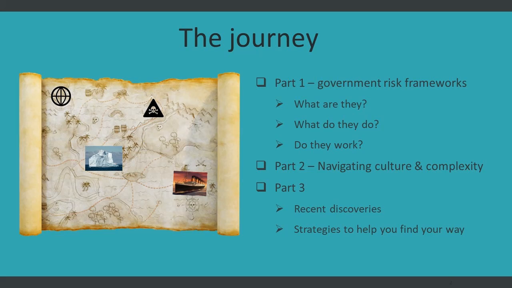Today I'll discuss Part 1, Government Risk Frameworks, using the Australian government as an example, and briefly consider other jurisdictions. In Part 2, we'll navigate organisational cultures and environmental complexity. And in Part 3, we'll look at recent Australian discussions and reviews about risk management and culture. And finally, I'll also offer some strategies to help you navigate your risk environment.